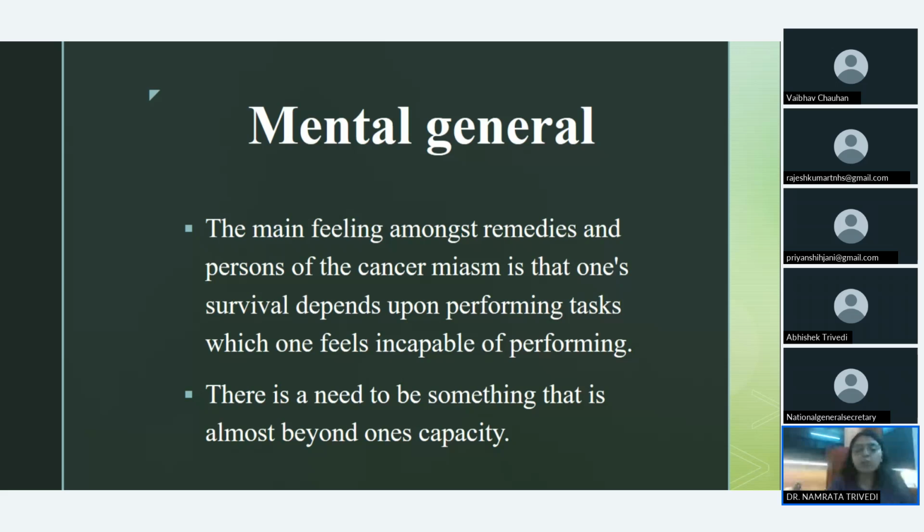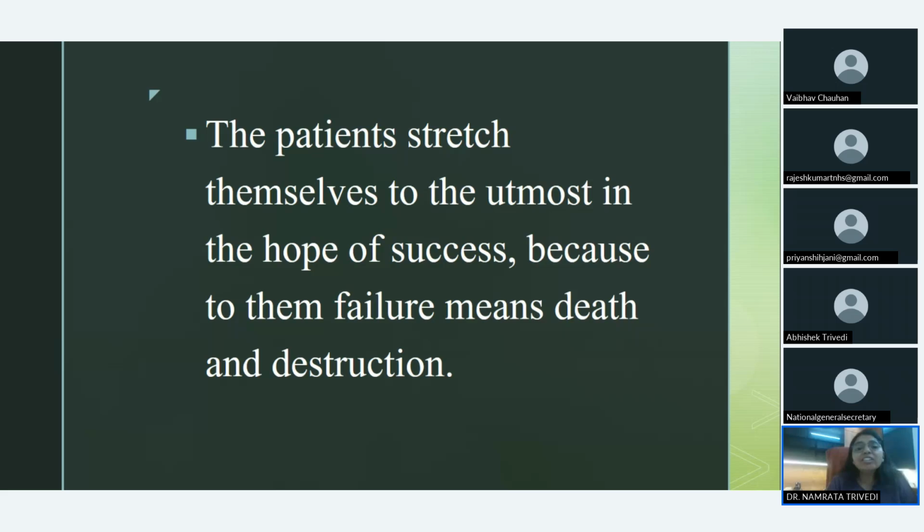He is taking on a task and performing a task beyond his capacity in order to be successful. The patient stretches themselves almost to the point of hopelessness for success, because failure means death or destruction for them. He has to succeed in life. He has to perform all tasks because there are strict parents, with a lot of expectation from the parents on their child. He has to be successful because of survival.